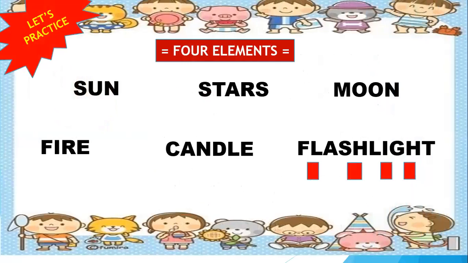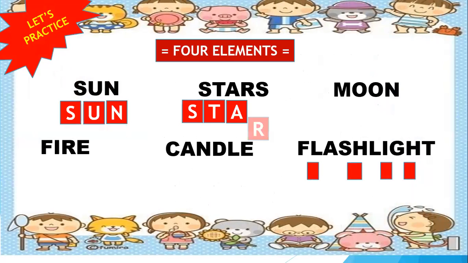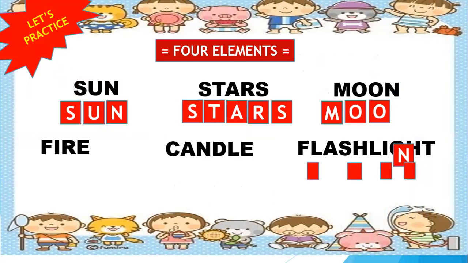Let's study the spelling of the words from the earlier slide. There are two types of light, the artificial light and the natural light. Examples of natural light are sun, stars, and moon. Sun, I spell S-U-N. Stars, I spell S-T-A-R-S. Moon, I spell M-O-O-N. These are the examples of natural light.